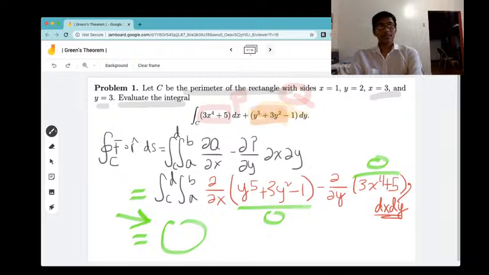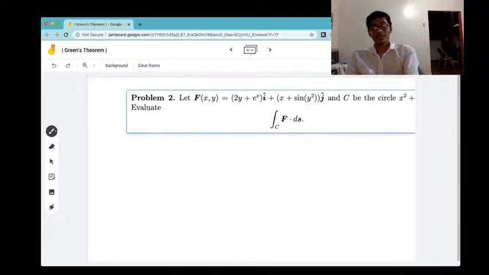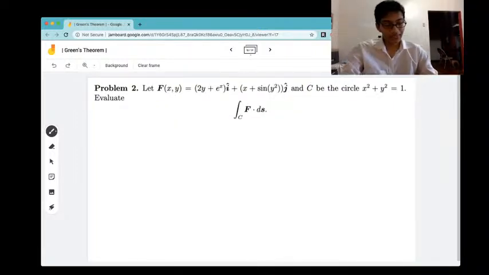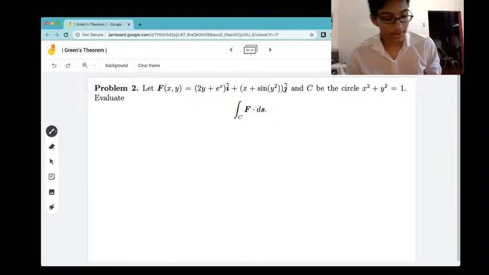Okay, next problem. Let's tackle the next one. So for this problem, we have to actually evaluate the line integral. Let's go ahead and do that, right? We have our field, and likewise we have our region, our path, our curve. So let's go ahead and use that information to our advantage.